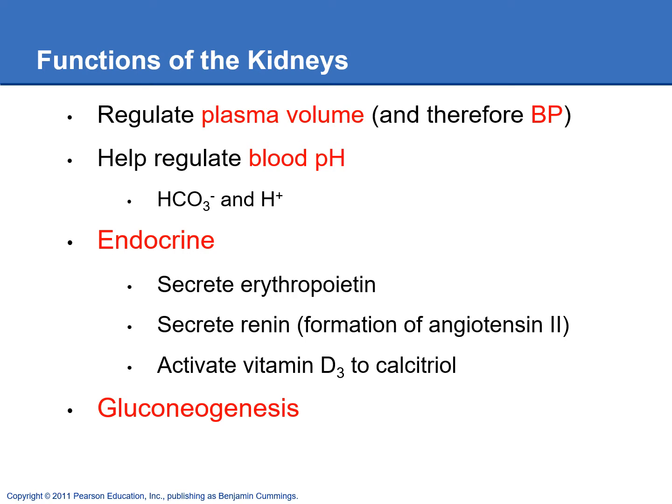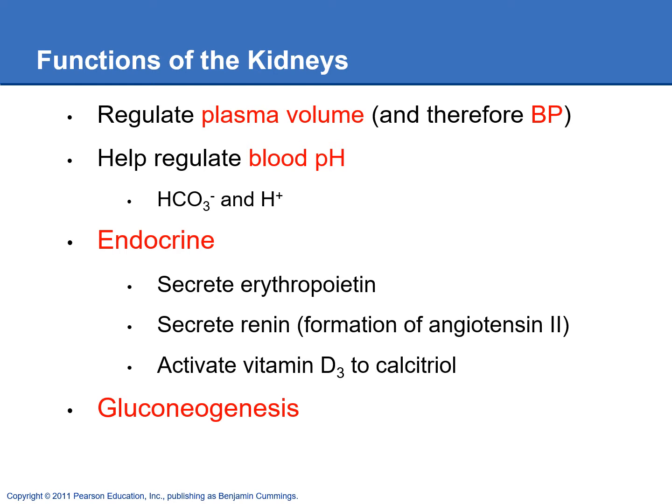The kidneys also regulate the plasma volume. So they can either save extra water from the urine to increase the blood volume, and that would increase blood pressure, or they can urinate out more water, and that would decrease the blood volume and decrease blood pressure. The kidneys also help regulate the blood pH by either saving or secreting bicarbonate ions and hydrogen ions. And remember, the other system that regulates blood pH is the respiratory system.